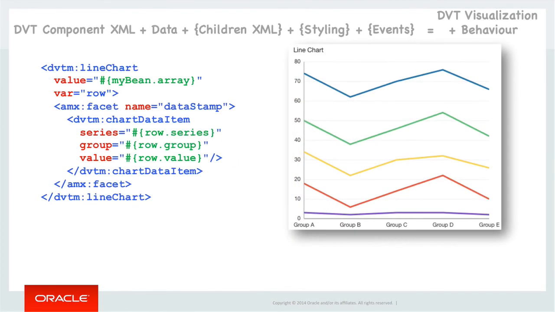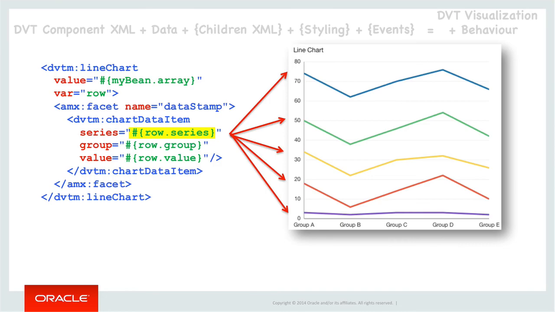So here we have the same line chart as we saw previously. The XML component on the left, the actual component rendered on the right. Note that the line chart includes a named facet called data stamp. This is designed to take the data from the line chart value property, our array in this case, and stamp out every data element in the line chart at runtime using the chart data item child tag.